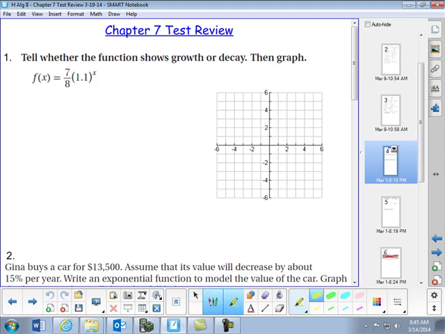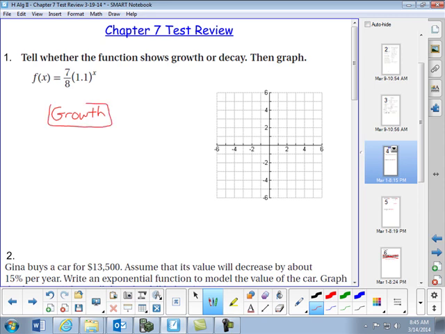The first one says, tell whether this is an exponential growth or decay, and then graph the function. So remember, the formula that we need is AB to the x. So we need to look at this value to determine if it's an exponential growth or an exponential decay. And since that value is bigger than 1, we know that it is an exponential growth. So we know right off the bat it's an exponential growth.